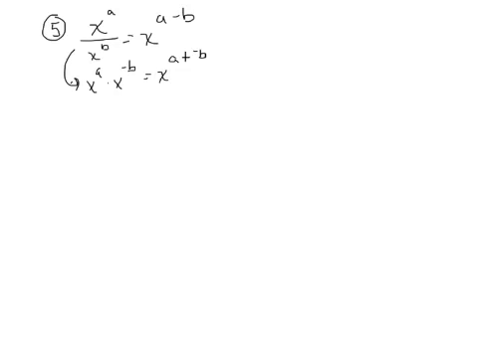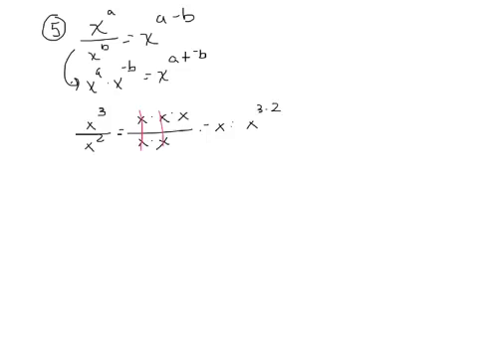This one makes sense because if I had x to the 3rd power over x squared, wouldn't it be x times x times x over x times x? Well, what happens? 2 of the x's would cancel out, leave me with just x. Well, isn't that x to the 3 minus 2?